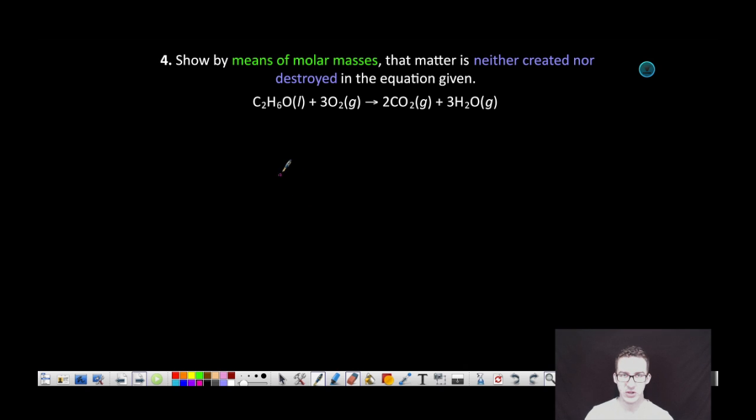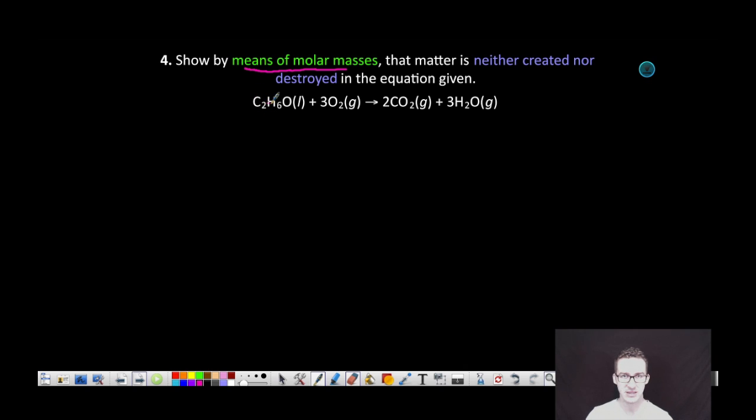All right, so as we take a look at number 4 here, we're going to show by means of molar masses that matter is neither created nor destroyed in the equation given. Again, just a quick illustration of the law of conservation of mass. You're going to need your periodic table to make this happen, but you're going to add together all the masses of the individual elements in each of the molecules here, add them together on the reactant side, and compare them to what you get on the product side.